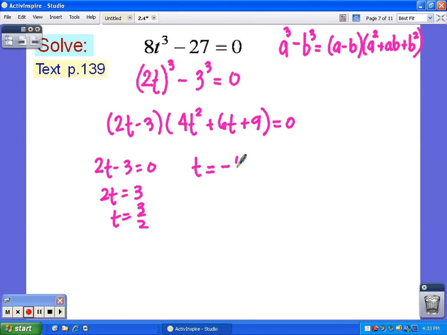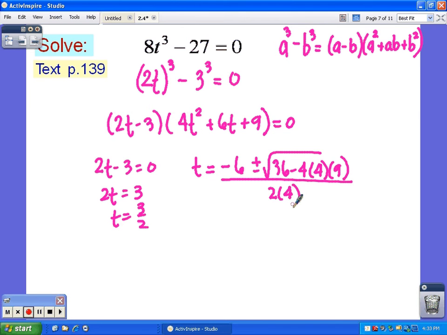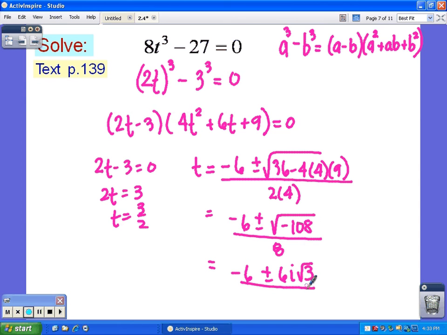So t would be equal to negative 6 plus or minus the square root of 36 minus 4 times 9, all over 2 times 4. That's going to be negative 6 plus or minus the square root of negative 108 divided by 8, which breaks down as negative 6 plus or minus 6i square root of 3 over 8. Now reducing everything by 2, we would get negative 3 plus or minus 3i square root of 3 all over 4.